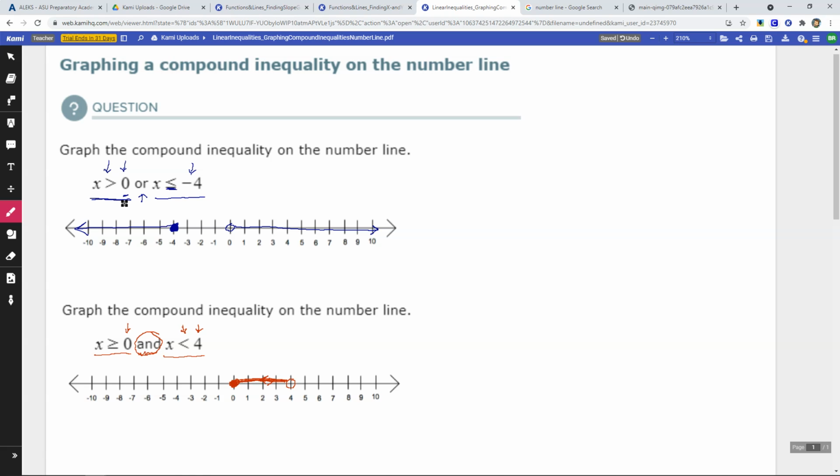So again, we have the filled in circle at 0, the hollow circle at +4. The and indicates that it must be everything between them. So, quick review. If you have the or equal to, that means that the circle is going to be filled in. If you don't have an or equal to, that means that it's going to be hollow. Okay.